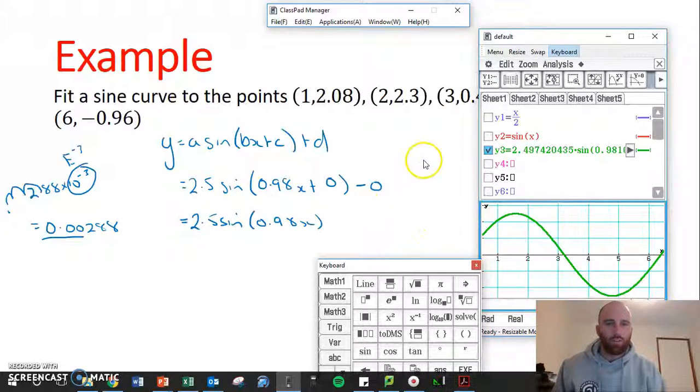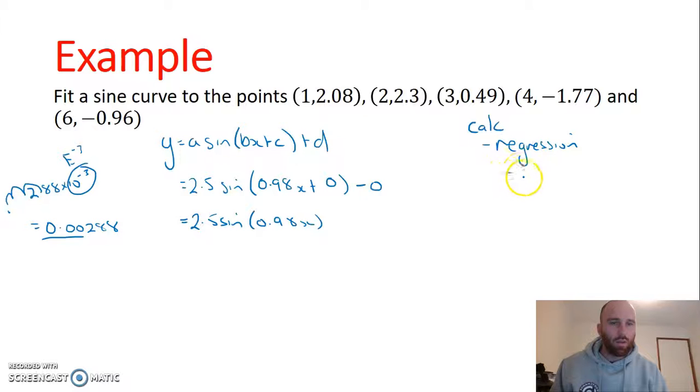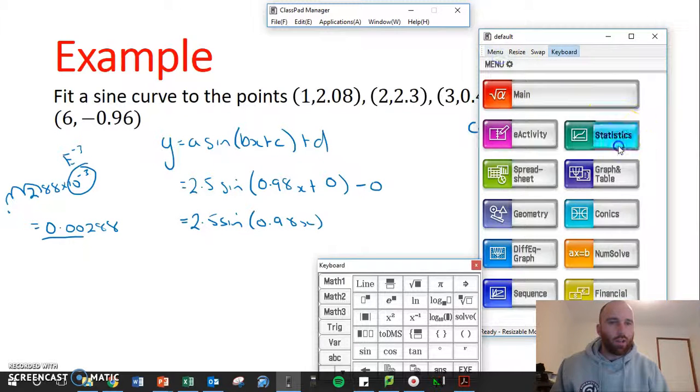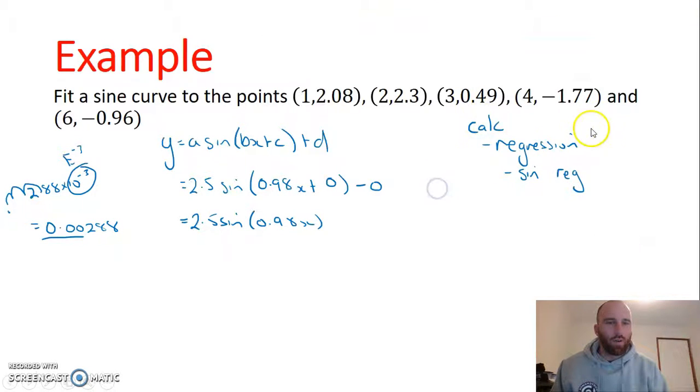That's how you generate it. So just remember that when you do enter the data, I'll write it on here. Once you enter the data, you need to go calc. You need to go regression. Okay, and then we go sine regression. Okay, so just as I go back to my calculator, go back to our statistics, so calculate regression, sinusoidal regression. Okay, so sine regression. Okay, and you'll be able to find your values there.